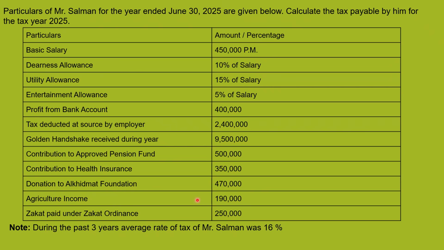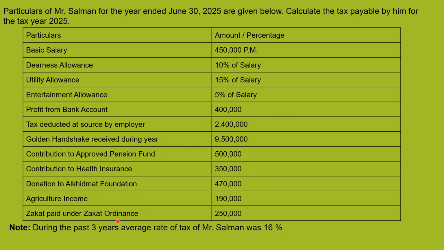Agricultural income 1,90,000. You know agricultural income is exempt in Pakistan up to tax year 2025. Zakat paid under Zakat Ordinance. Remember, this phrase should be there with zakat in order to get some relief, some reduction in tax liability. It is compulsory that the words Zakat Ordinance are mentioned. It should also be given to some approved organization, not to some poor relatives.